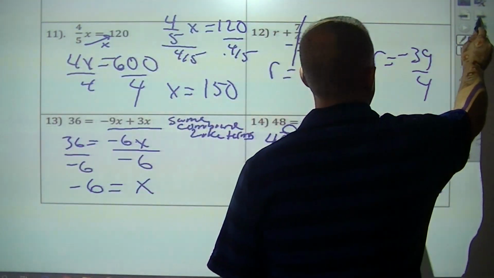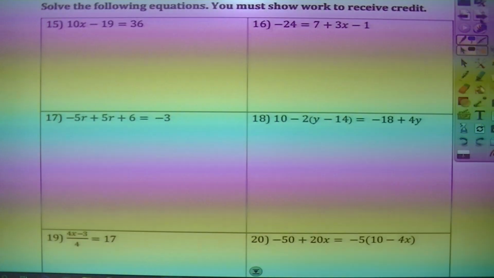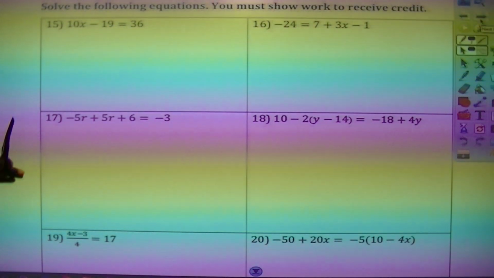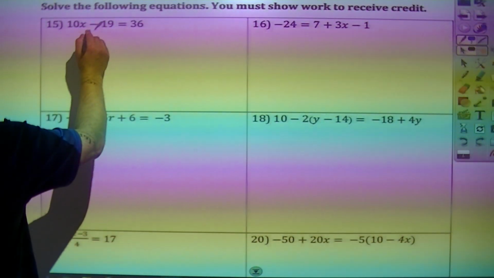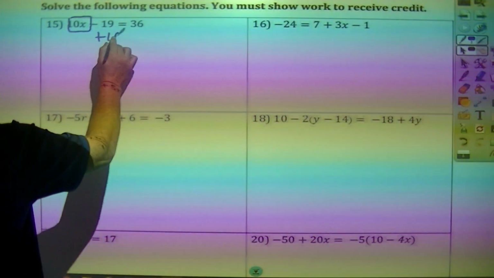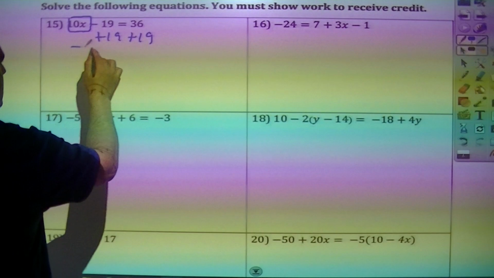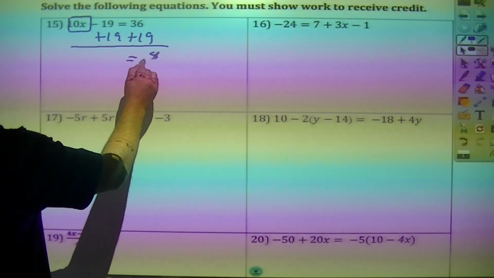Okay? I think 15's on the next page. All right, 15. Now, variables on one side, so same deal. I got to get rid of this. I want to leave this for last. So I got to get rid of this, add 19. Okay, 36 and 19 is going to be 55.